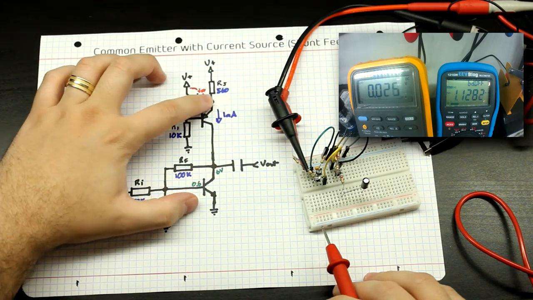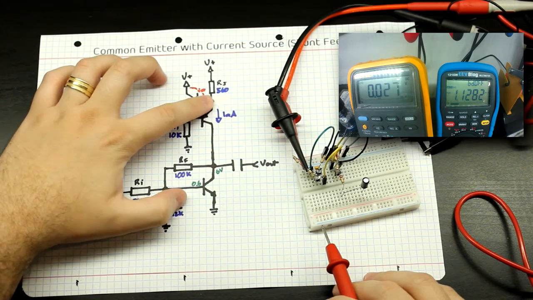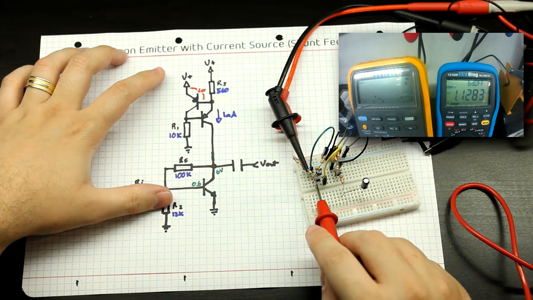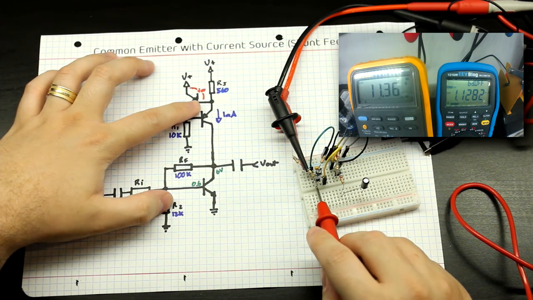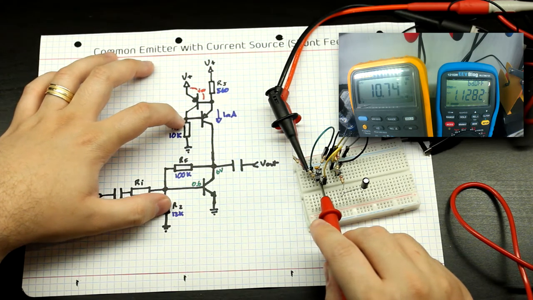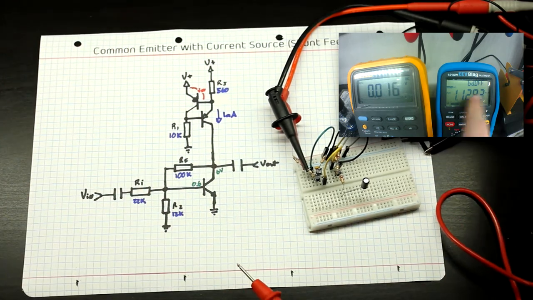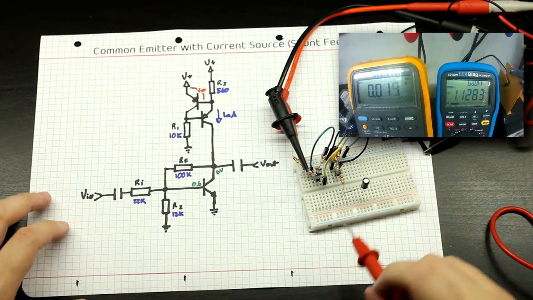At this point, we will have 1 VBE. And at this point, we are going to have 2 VBEs, right? So first node, 12 volts. Then at the base, we have 1 VBE drop. And at the collector right here, we have 2 VBE. So the circuit is working fine. We can see also that our current is at around 1 milliamp.